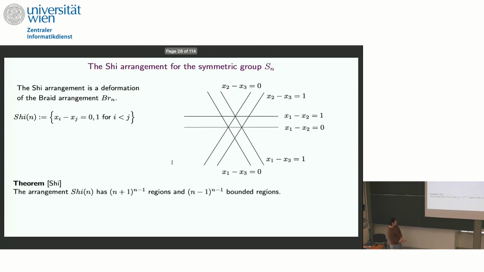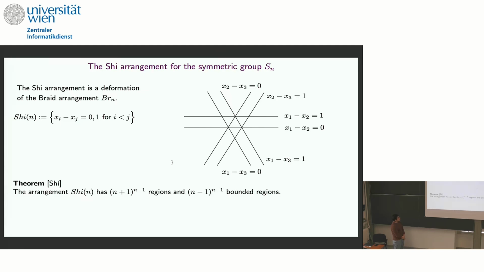Why do we like the C arrangement? Well, it has n plus 1 to the n minus 1 regions and n minus 1 to the n minus 1 bounded regions. So here you have 16 regions in total and 4 regions in the middle. And 16 is 4 squared and 4 is 2 squared. This is part of the addiction problem that we're facing.